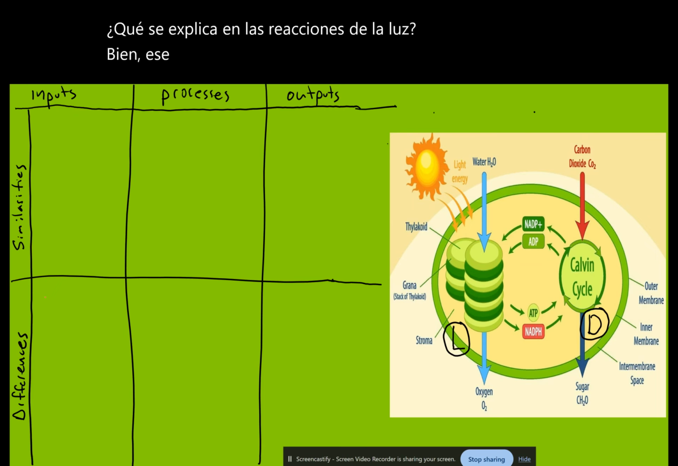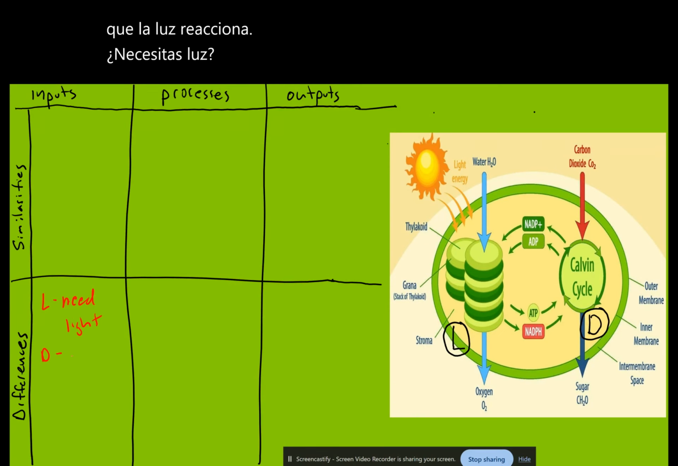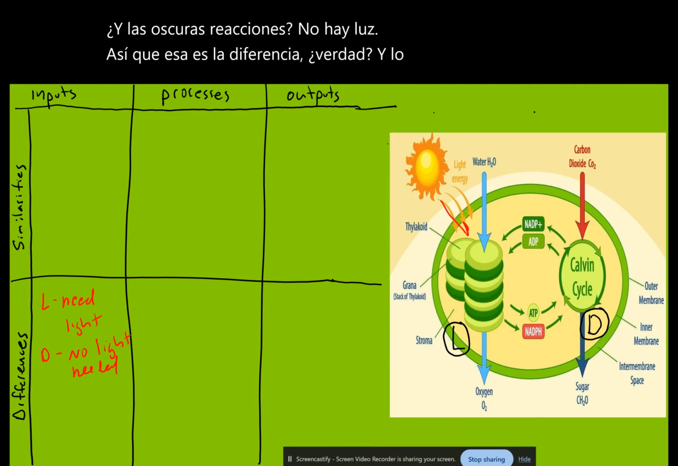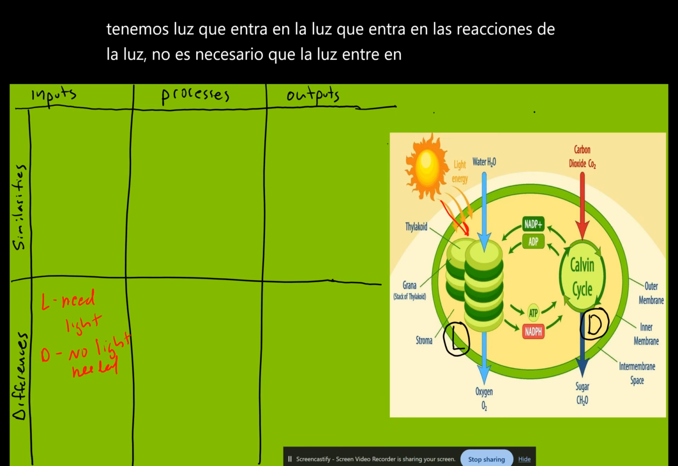So differences: the light reactions need light, and the dark reactions, no light needed. So that's the difference, right? In what goes in. So we have light going into the light reactions, no light needed to go into the dark reactions. Do they use products from the light reactions?